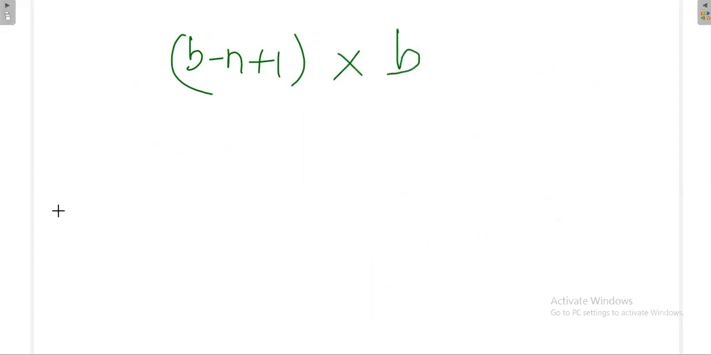That is the first important one. What is the dimension of the tie-set matrix? That is B minus n plus 1, cross the number of branches, that is B. This is the dimension of the tie-set matrix. How many tie-set matrices are possible? The number of tie-set matrices is equal to the number of trees.